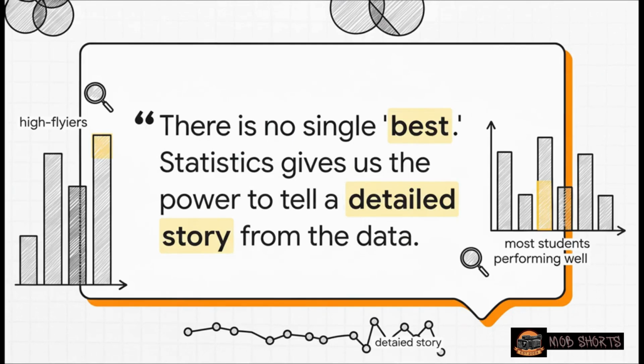So, you see, there's no single, simple answer to who was best. It really depends on how you define best. Is it the class that produced the absolute top performers? Or is it the class where almost everyone succeeded? Statistics doesn't just hand us a simple verdict. What it does, which is so much more powerful, is give us a much richer, more complete story.